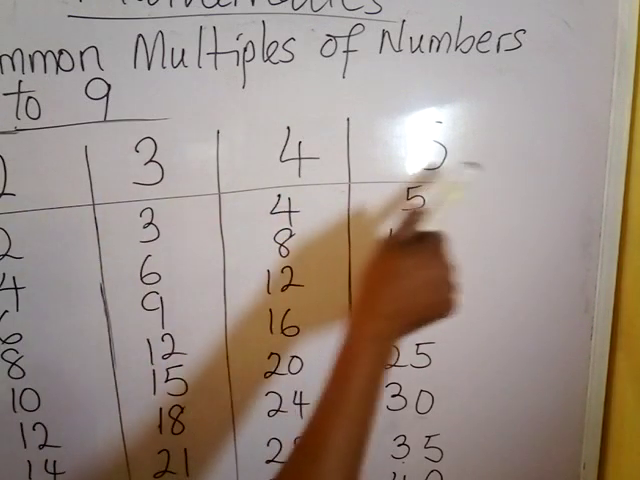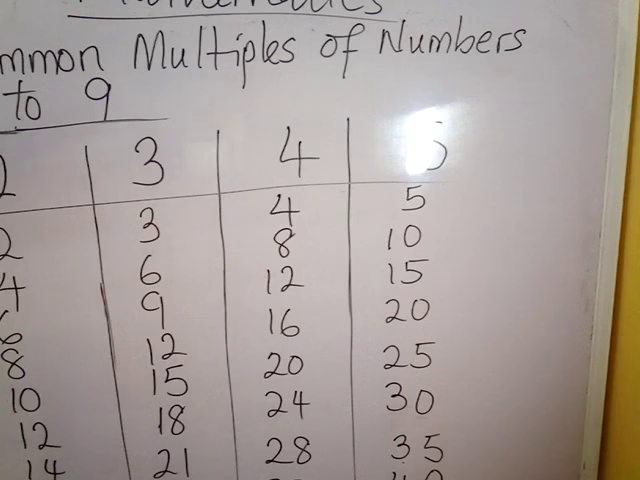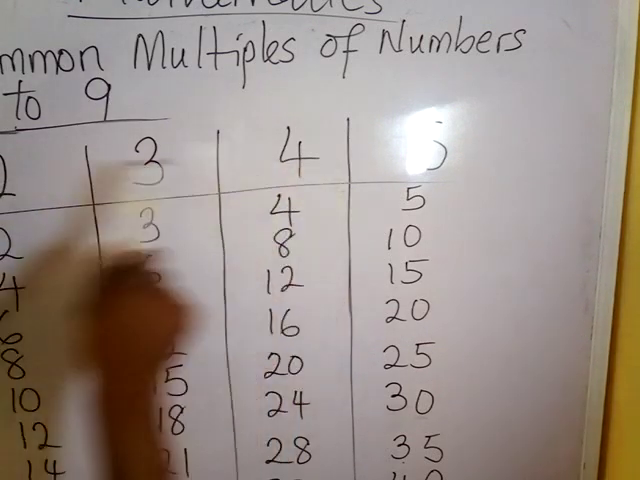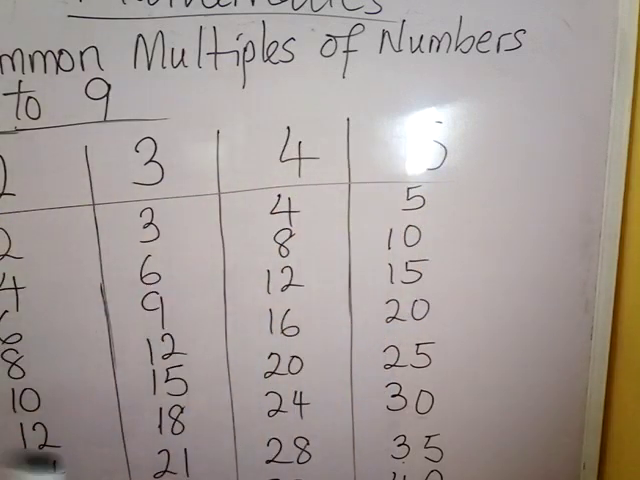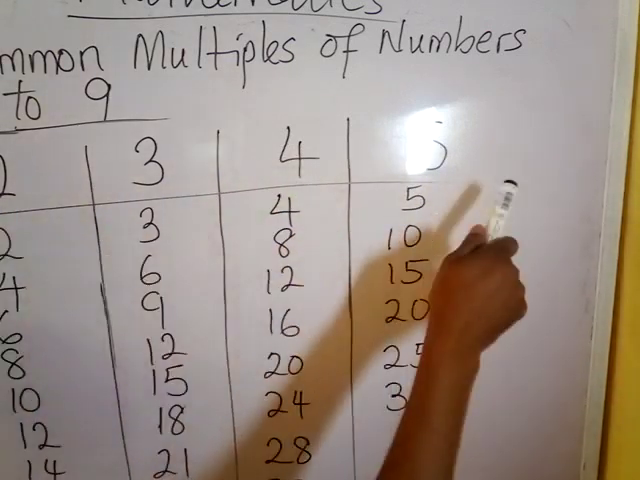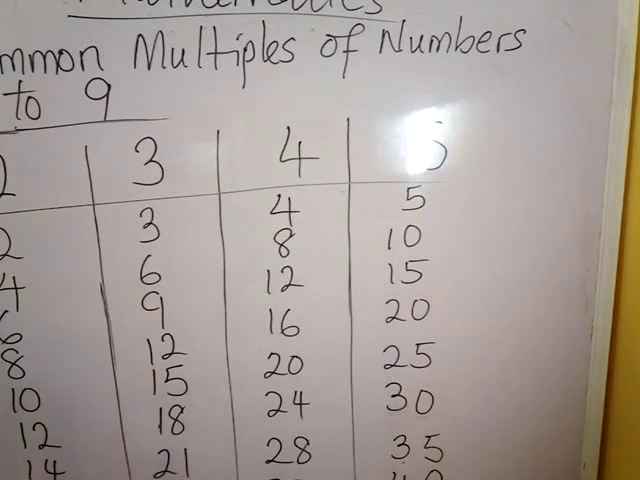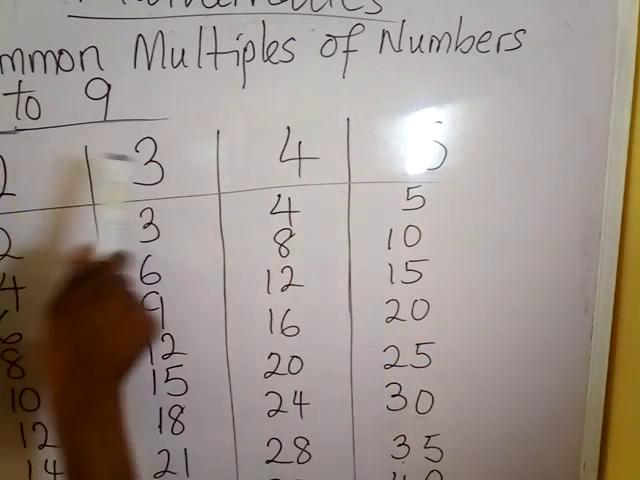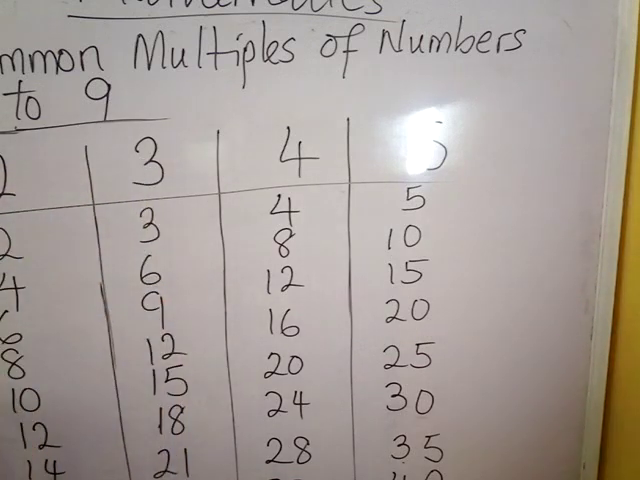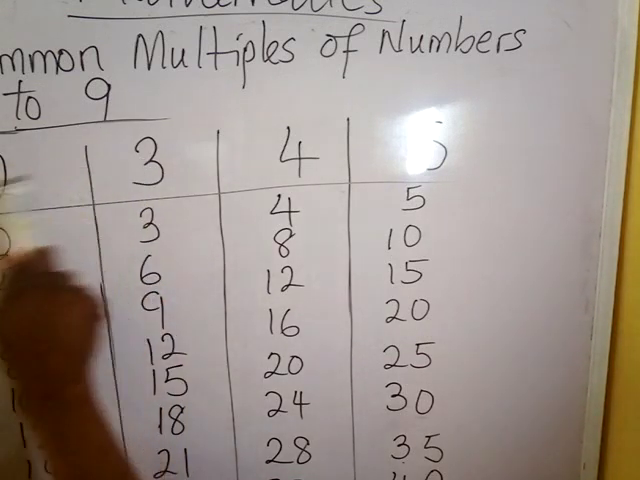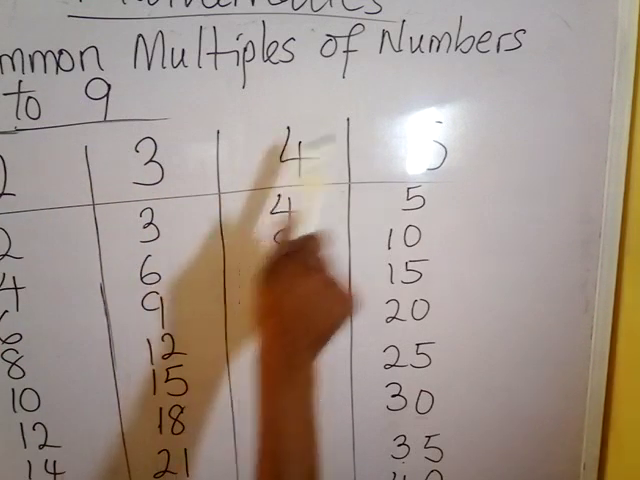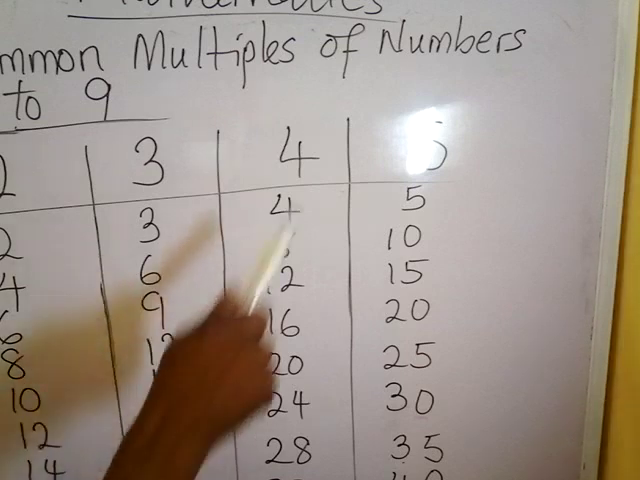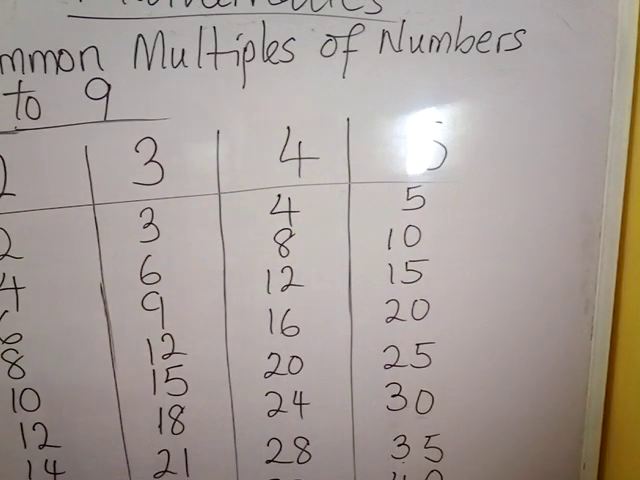So those common multiples, if I will use another language, will be the numbers that all these numbers can divide through without a remainder. A common multiple of 2 and 3 will be a number that 2 and 3 can divide without a remainder. A common multiple of 4 and 5 would be that number that 4 and 5 can divide without a remainder.